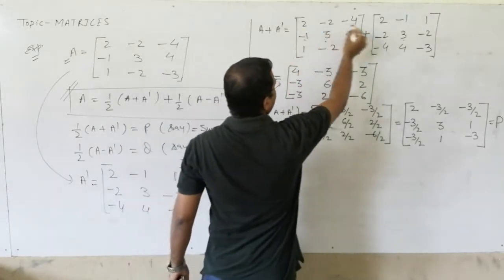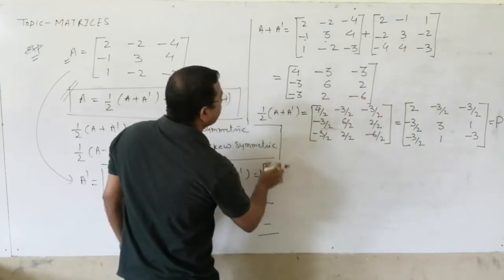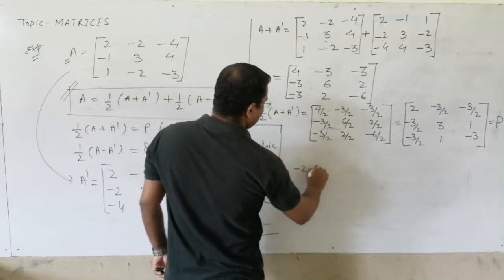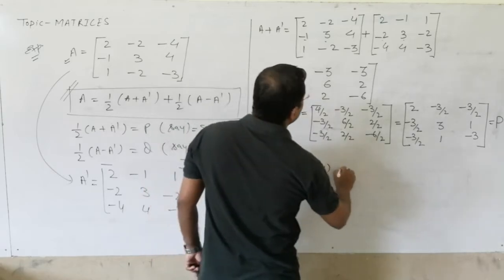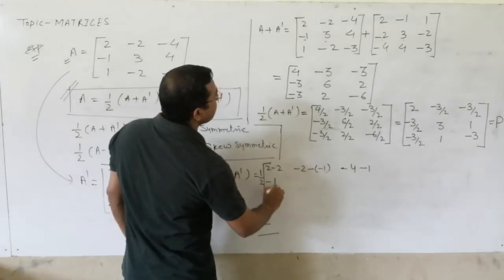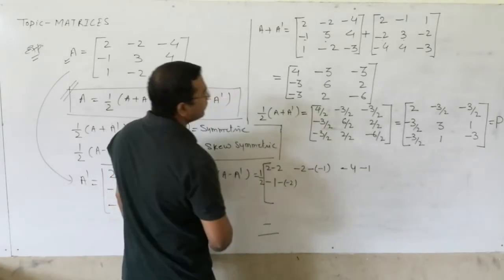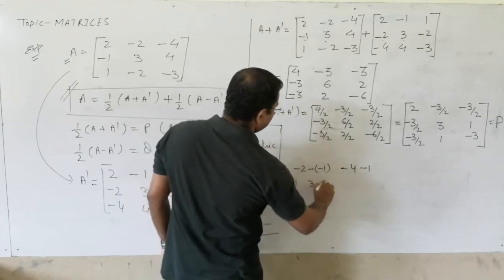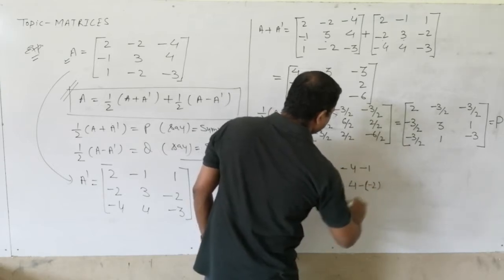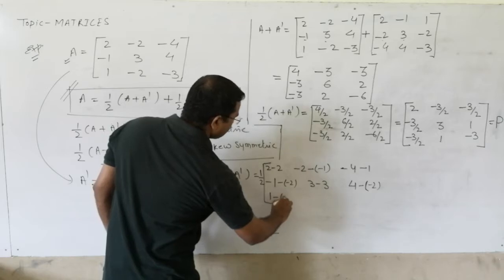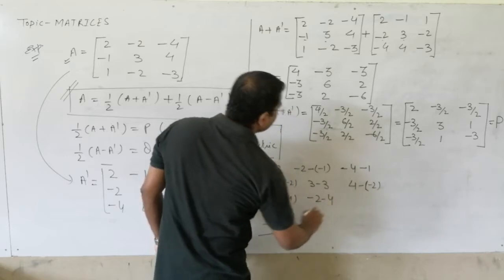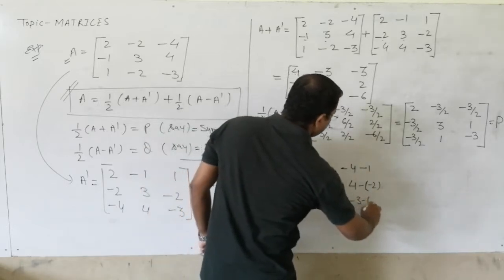I am writing 2 minus 2, I am doing, it is 0. Then I can write a little bit in detail also. I am writing like 2 minus 2, minus 2 minus minus 1, minus 4 minus 1, and minus 1 minus minus 2, and 3 minus 3, and 4 minus minus 2, and 1 minus minus 4, and minus 2 minus 4, and minus 3 minus minus 3.